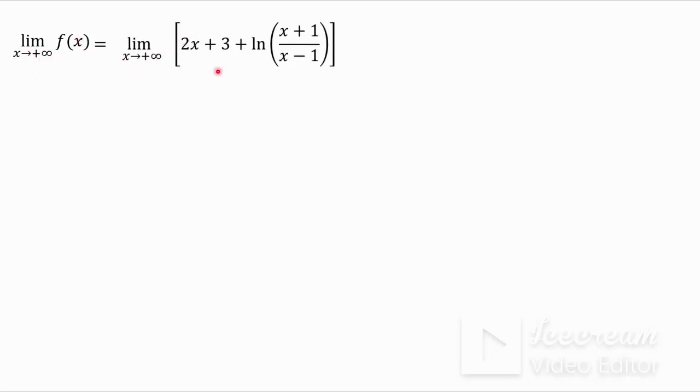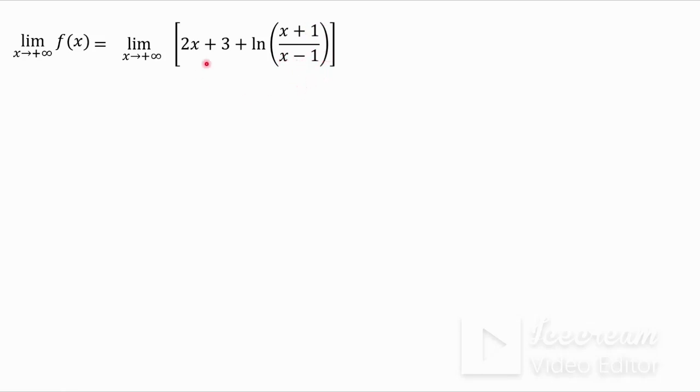So the limit of f of x as x tends to positive infinity is going to be equal to the limit of 2x plus 3 then plus ln of x plus 1 divided by x minus 1 as x tends to positive infinity. So what we are going to do is factor out x. We are going to proceed the same way which we did for the limit of f of x as x tends to negative infinity. That is, we factor out x in the numerator here, and factor out x in the denominator here. Those x are going to cancel, so that we are going to be left with 1 plus 1 divided by x, then here 1 minus 1 divided by x.